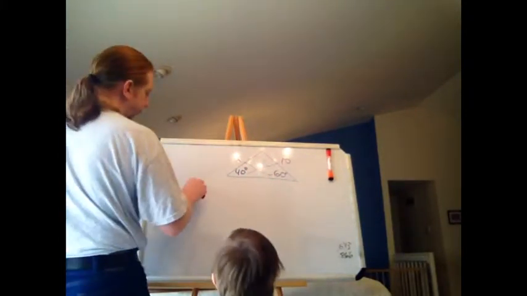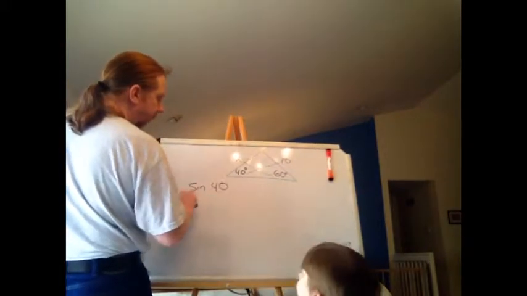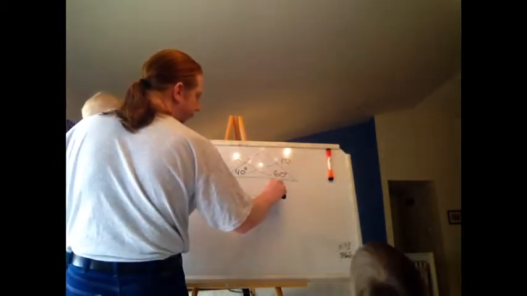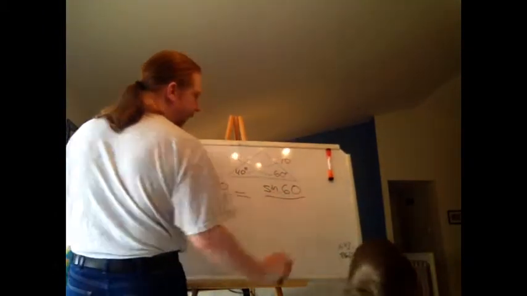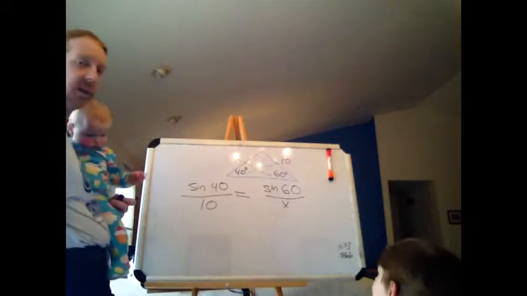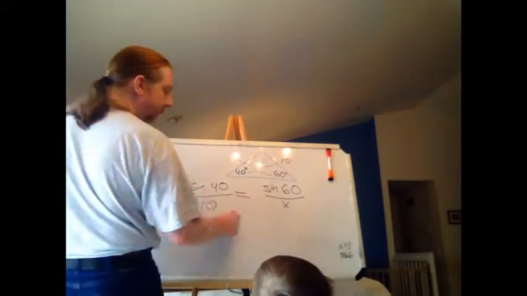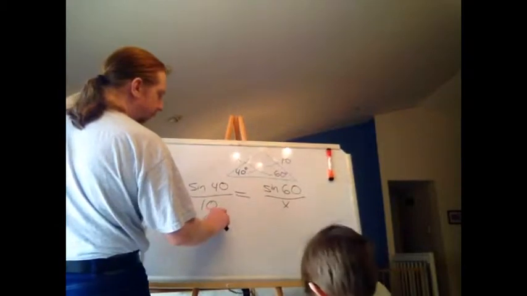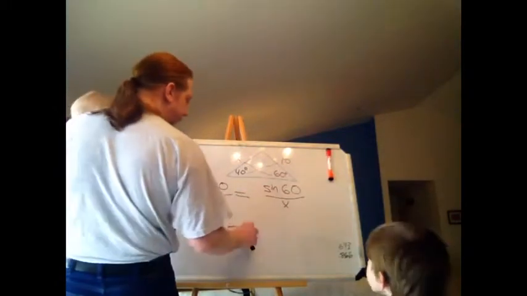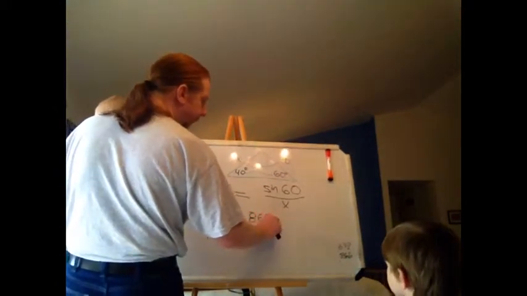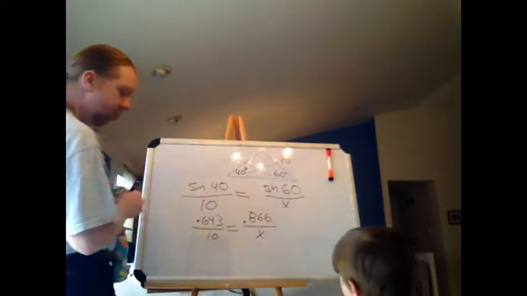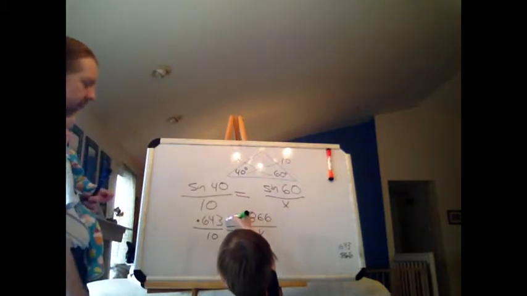Because now what I'm going to write is the sine of 40 over 10 is equal to the sine of 60 over X. What's the 60 pointing at? X. And now I can solve that proportion. Now the sine of 40, according to my calculator, is 0.643. Put that over 10. Equals sine of 60, which is 0.866. Put that over X. Can you make a big red X right here? A big X over that equal sign. So connect those and then connect those.